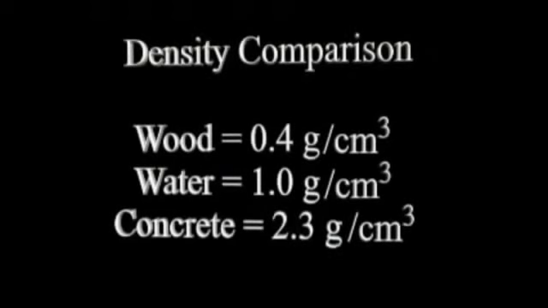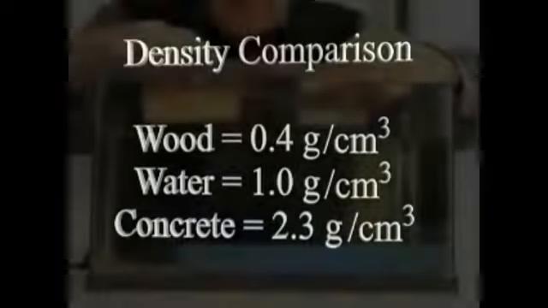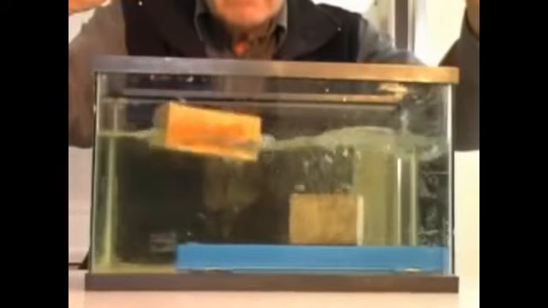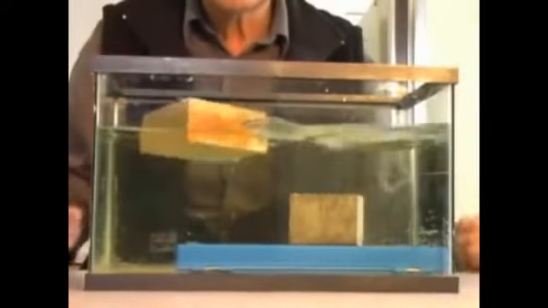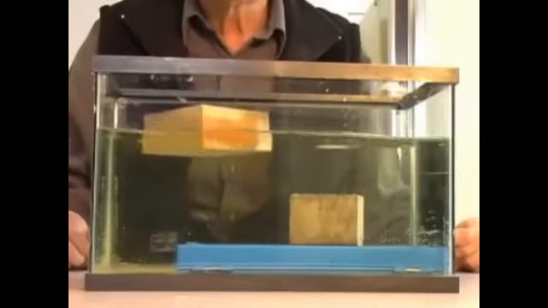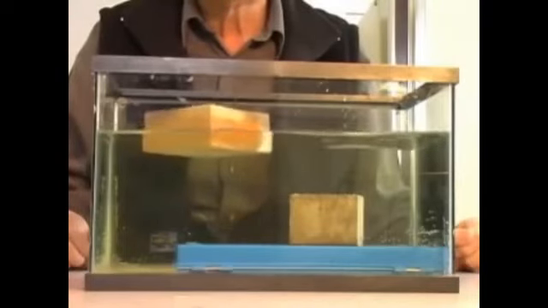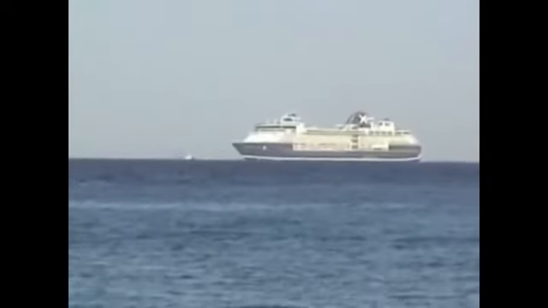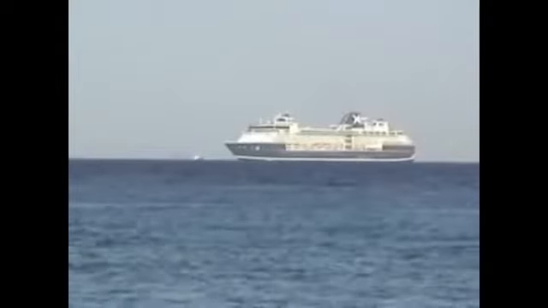Back to our investigation of density and buoyant force, this table shows the wood is less dense than water and that the concrete is more dense than water. The wood block floated while the concrete sunk. A conclusion from this data is that objects denser than water will sink in water, while objects less dense than water will float on water. This is true for other fluids, not just water.